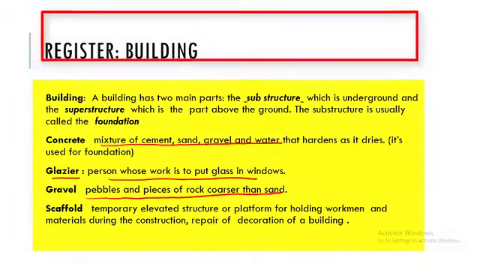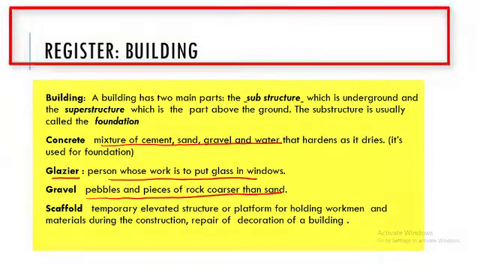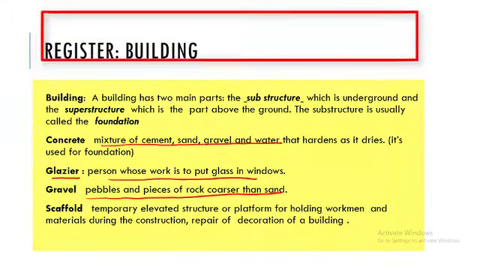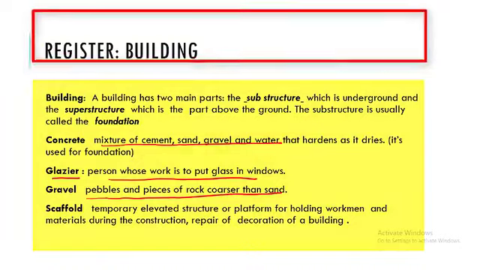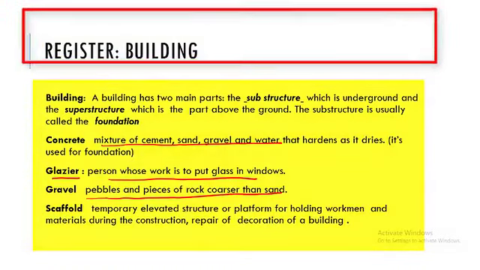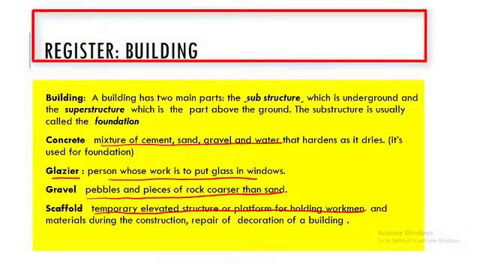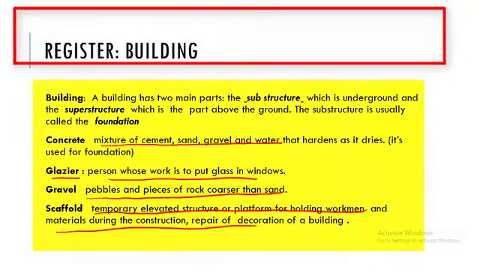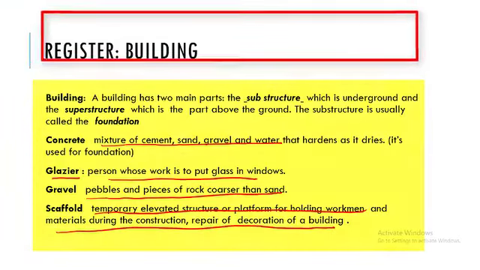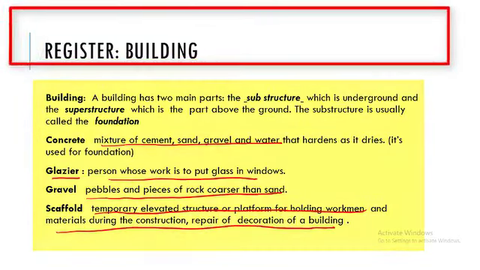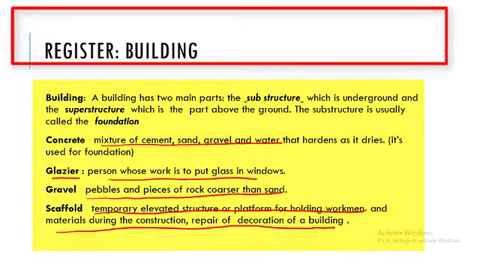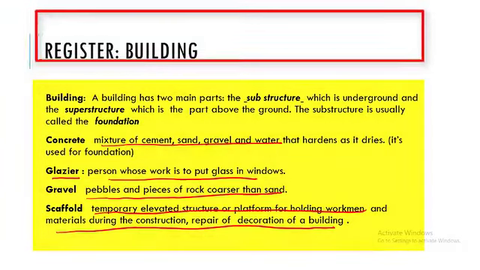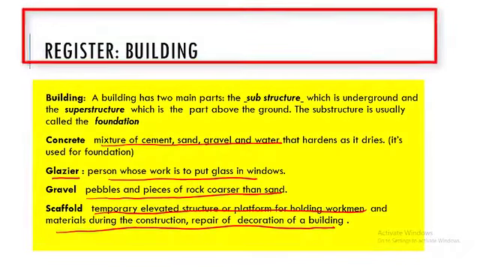Then we have what we call a scaffold. Now a scaffold is a constructed support for workers to stand on when working high up. I repeat, a temporary elevated structure or platform meant for workers when they are working high up. The essence of the scaffold is to provide support for workers when they are working high up. For instance, a mason will require a scaffold when plastering. Okay?